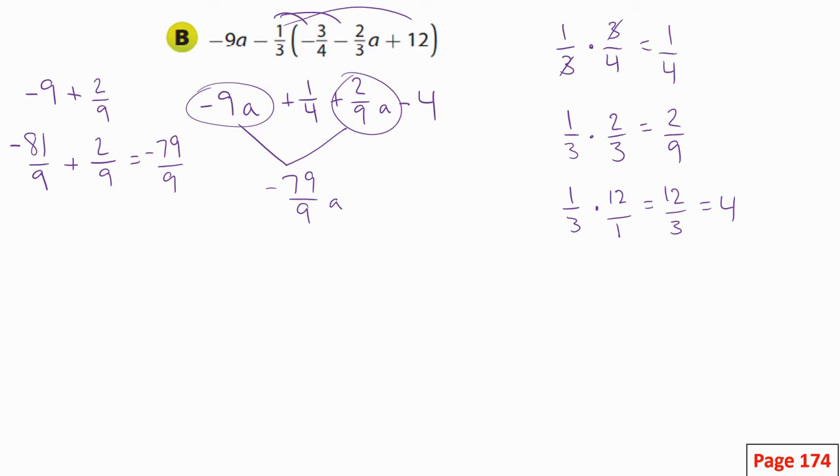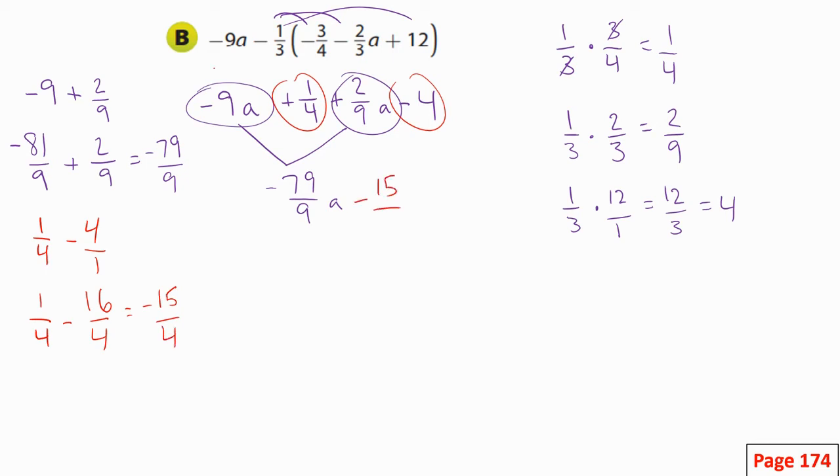And then I have the constants to deal with. So I have 1/4 and minus 4, or 4 over 1. I need common denominators again. And this is 1/4 still, and this is going to be what, 16 over 4 is equal to 4 over 1. 1 minus 16 is negative 15 over 4, so that's minus 15 over 4. And that would be our answer for that one.